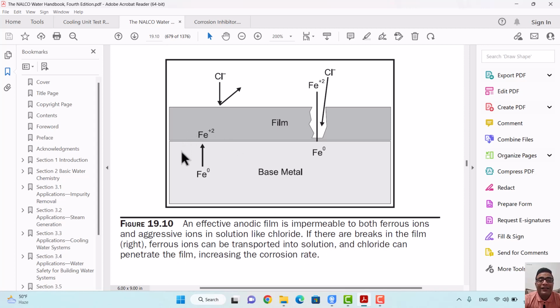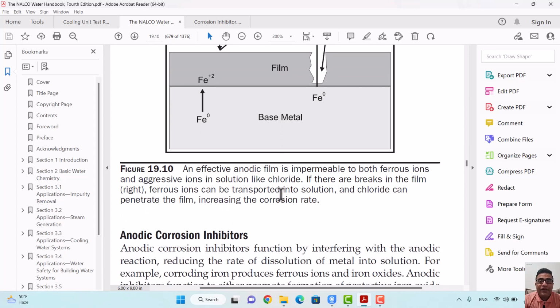So here we add corrosion inhibitors to create the film. Therefore, it is protected against aggressive ions like chloride. But sometimes these chloride ions become excess, and of course they find their way to break the film and impact the base metal. Therefore, ferrous ion can be transported into the solution, and it can, as a result, corrode the base metal. Another picture I want to show you is this picture.